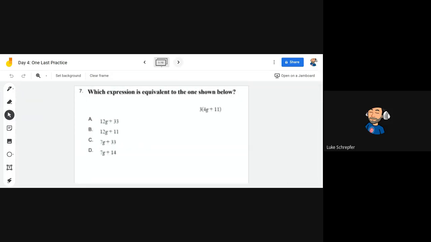Which expression is equivalent to the one shown below? Well, by now you should be familiar with this distributive property. Blam, bablam. We get 12g plus 33.